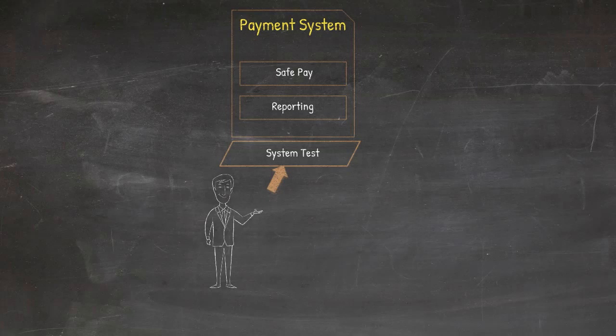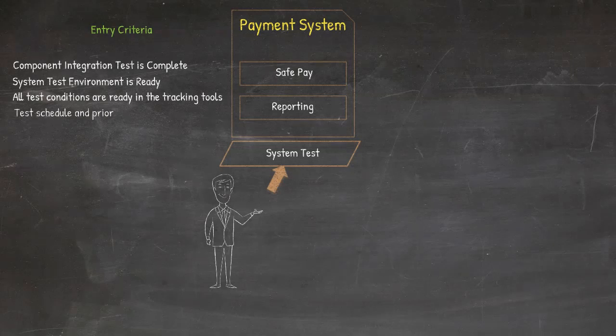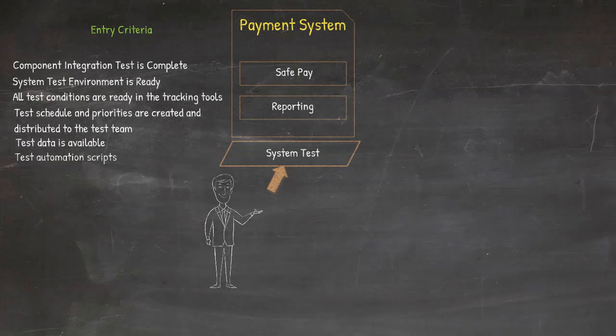So let's talk about the entry criteria for system test execution. This should consist of a checklist that looks at least at the following. Component integration test is complete, system test environment is ready, all test cases and conditions are ready and tracked in the test tool used. Test schedule and prioritization is complete and distributed to the team. Test data is ready and the test automation scripts are done. Keep in mind that we can have such criteria for any stage: analysis, design, implementation, but most often we find it within execution.